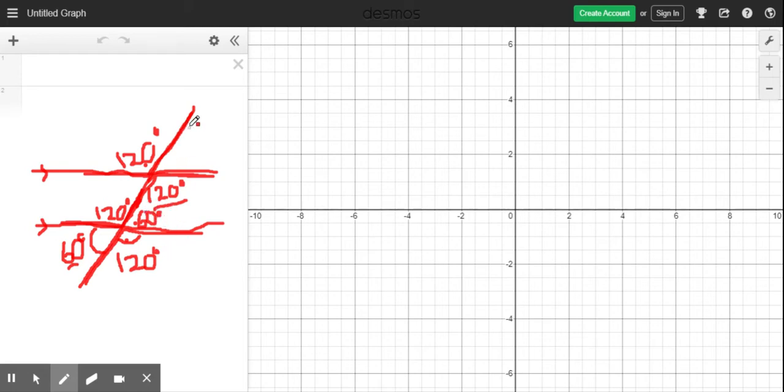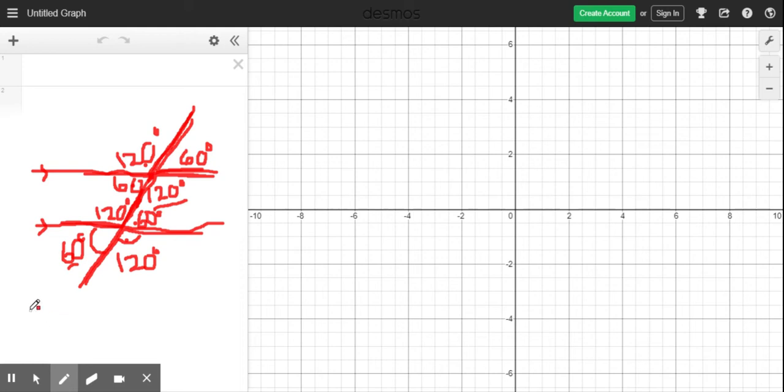And then we've got corresponding angles right here. This one is the same shape. So we've got 60 degrees here. And vertical, that 60 right across from that is another 60. And I think I've got them all.